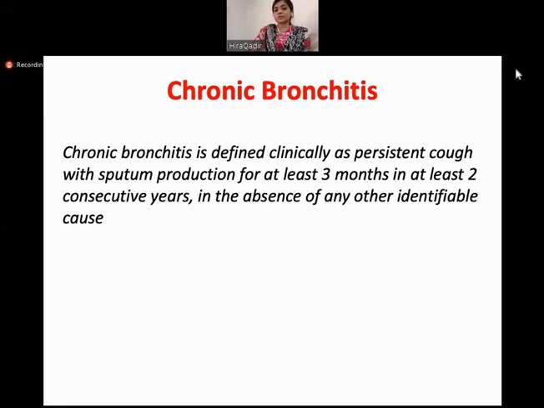If someone has cough for at least 3 months in at least 2 consecutive years in the absence of all other causes. There are also many causes of cough. Cough also happens in TB, in pneumonia, or in other causes, in pneumoconiosis. So there is no other identifiable cause in chronic bronchitis with this definition.